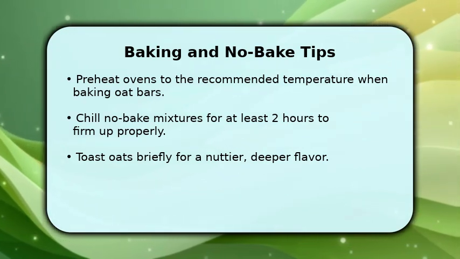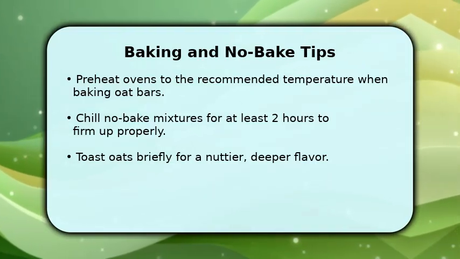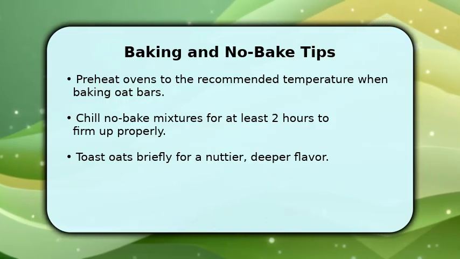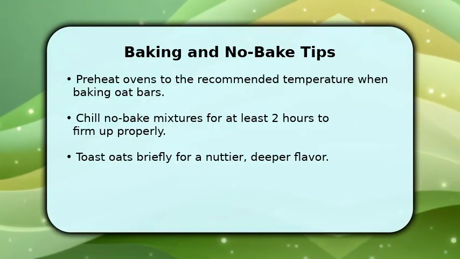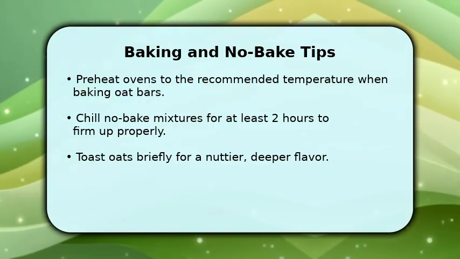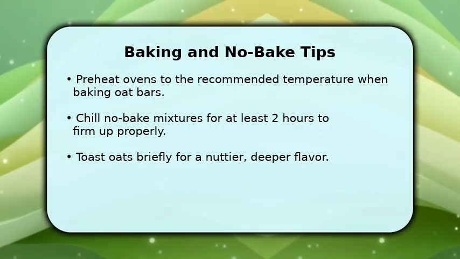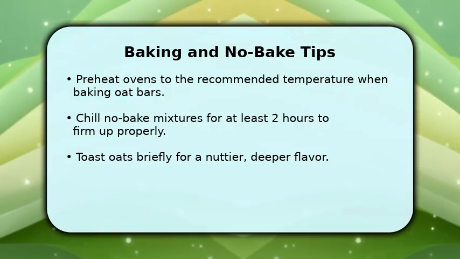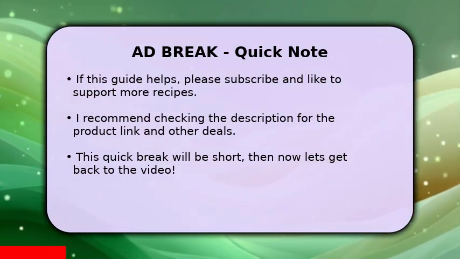For baked treats, preheat the oven and press the mixture evenly into the pan for uniform baking. For no-bake recipes, use chilled ingredients and refrigerate until firm to achieve sliceable bars. Test for doneness by checking edges and texture, and allow cooling before cutting to prevent crumbling and to lock in shape and flavor.